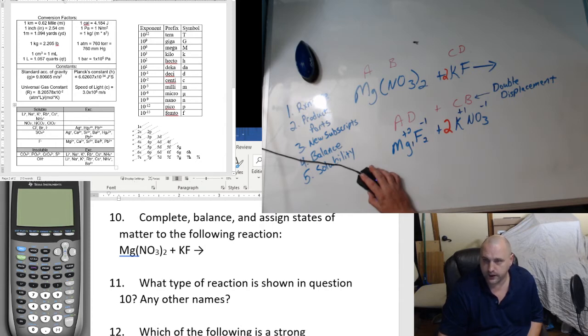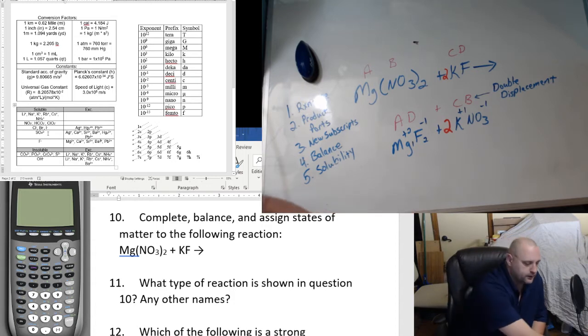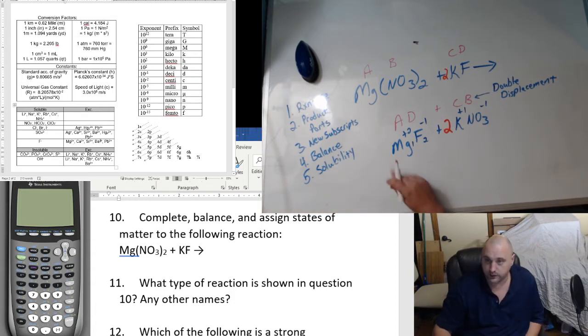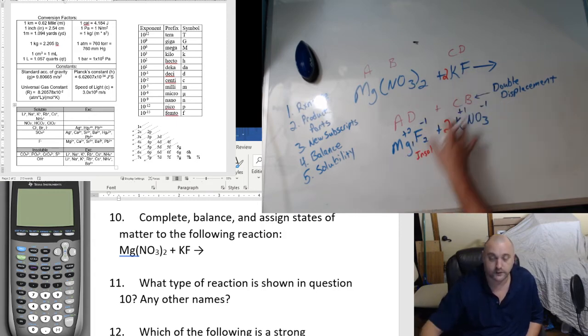So MgF2, so here's F, and it says it's soluble, except if it's with Mg that's a +2. All Mg are a +2. So this one is insoluble, and everything else is soluble.